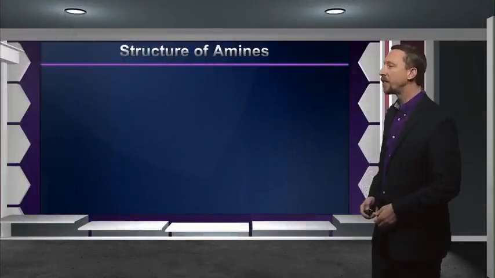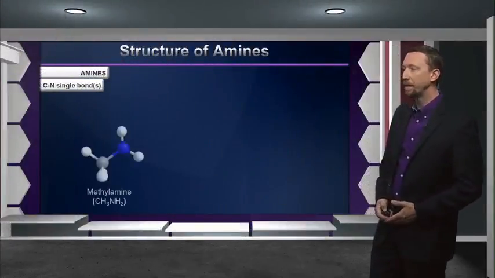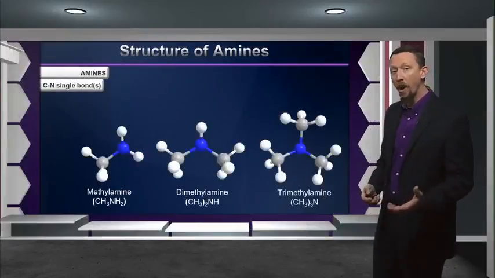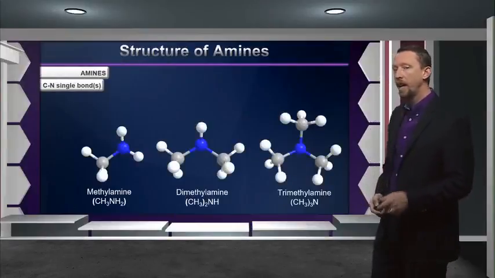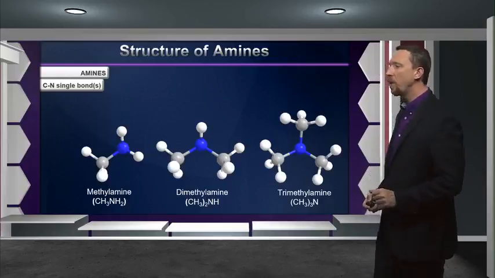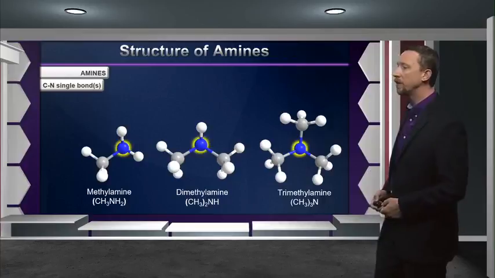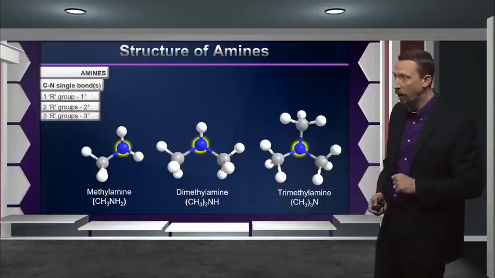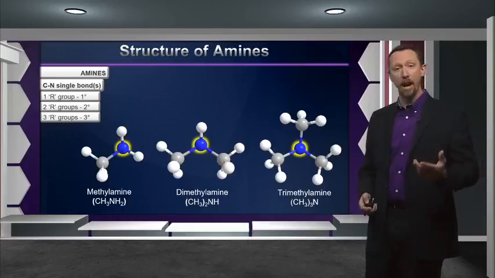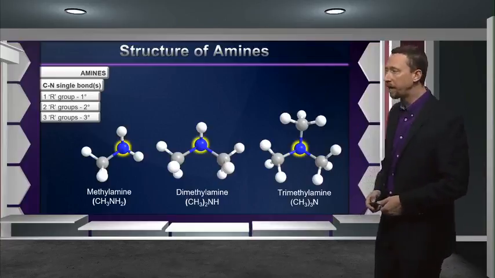Now, amines consist of, essentially, a nitrogen atom that is chemically bonded to what we call an R group, or some kind of a carbon-containing organic motif. But remember, nitrogen can have up to 3 different single bonds. So we have a situation where we can have compounds that contain nitrogen with 1 R group, 2 R groups, or even 3 R groups, in which case we call them primary, secondary, and tertiary amines.